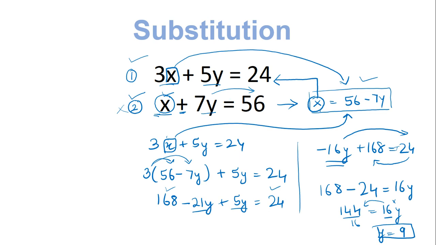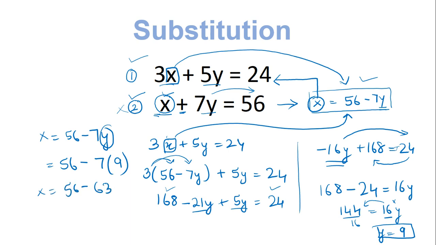For now, I'm going to pick the equation that I have rearranged because it's easier. I just have to simply put the y value here and then figure out my answer. So I have x equals 56 minus 7y, and this y now I know is 9. So I'm just going to replace it. So 56 minus 7 times y, that is 7 times 9, and 7 times 9 gives me 63. So x is equal to 56 minus 63. And if you figure that out, 56 minus 63 gives me negative 7. So x equals negative 7.